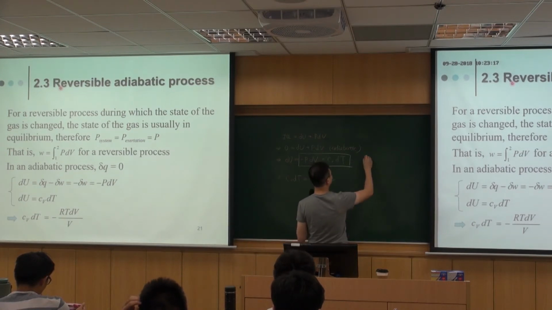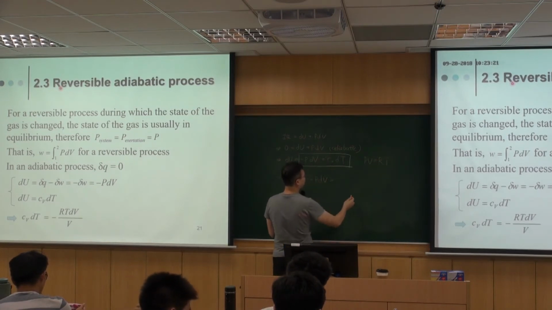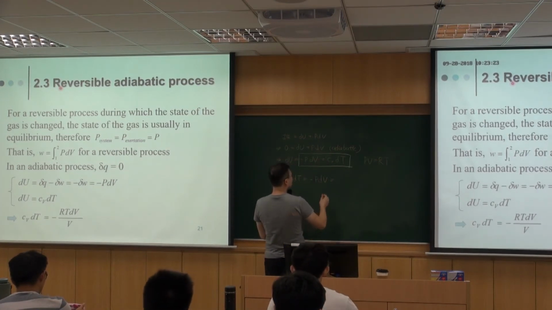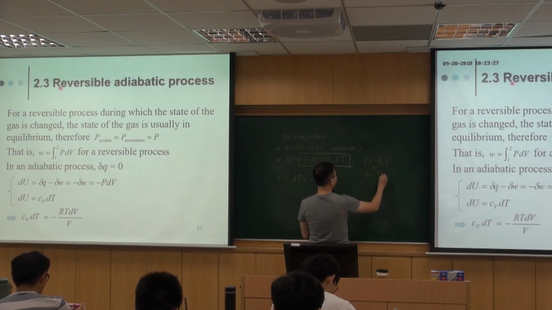and remember, for 1 mole of gas, you have PV equals RT. So it means that P is RT over V.